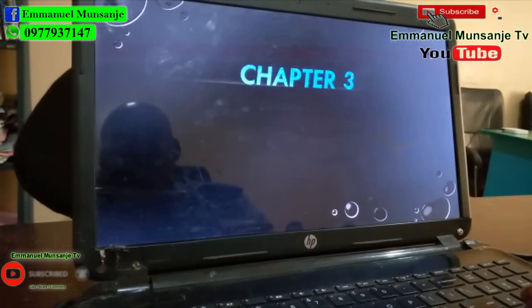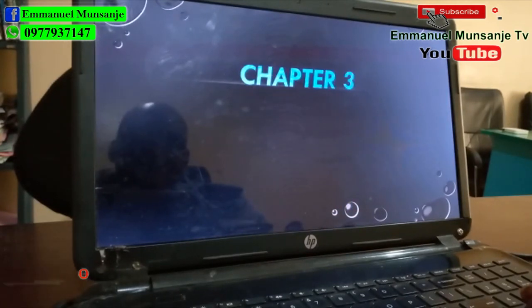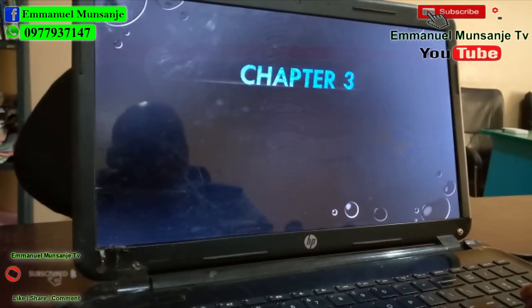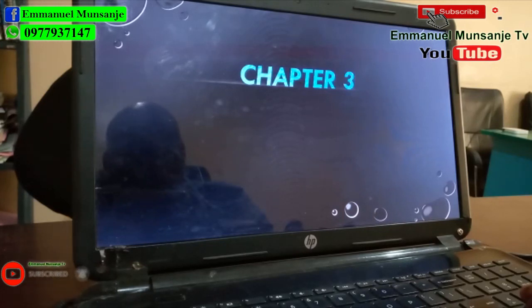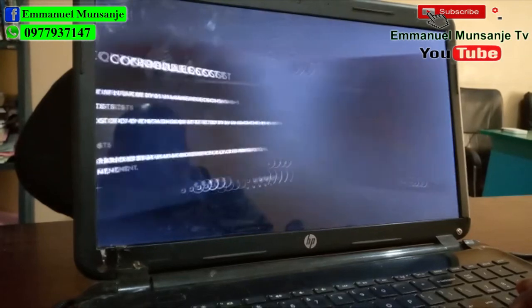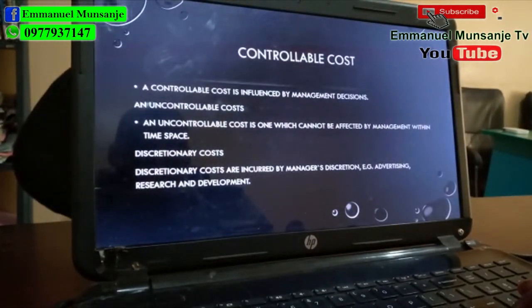So such costs, it is the discretion of the manager to incur them. So that is the classification of costs which we looked at. There are some costs which are put in groups and they can be classified as such, and this is precisely what we looked at in this segment.